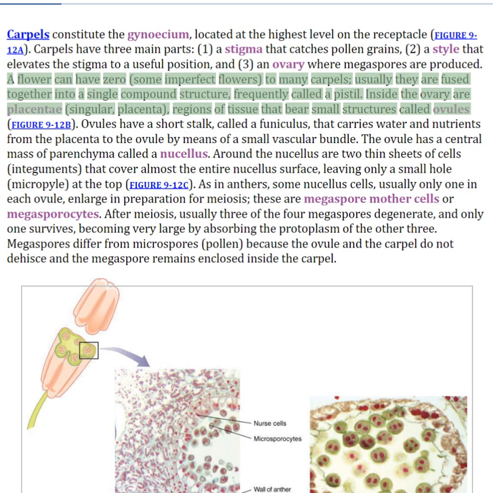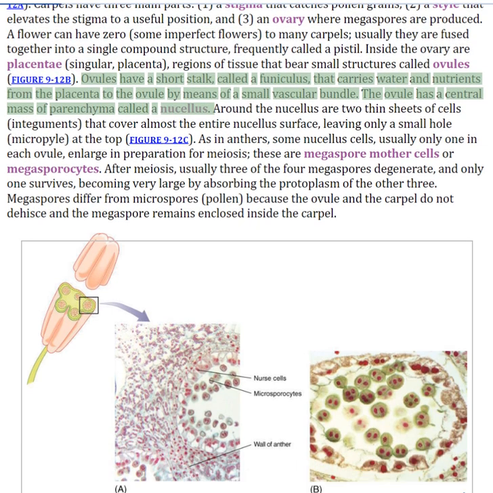Inside the ovary are placentae, regions of tissue that bear small structures called ovules. Ovules have a short stalk, called a funiculus, that carries water and nutrients from the placenta to the ovule by means of a small vascular bundle. The ovule has a central mass of parenchyma called a nucellus.